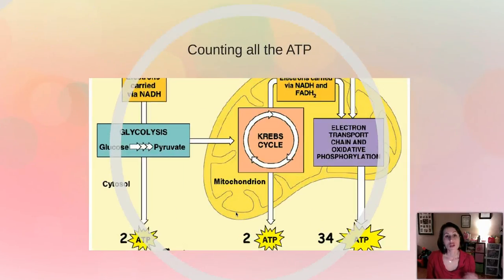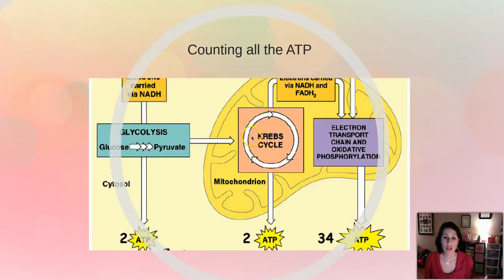Okay, so last time, like I said, I showed you the different steps of cell respiration, and then we counted up the ATP. So let's review that really quickly. Glycolysis is the first step. That's where the glucose is split in half, and we make 2 ATP. But there's still a lot left, so the rest of the molecules that are left over go into the Krebs cycle.